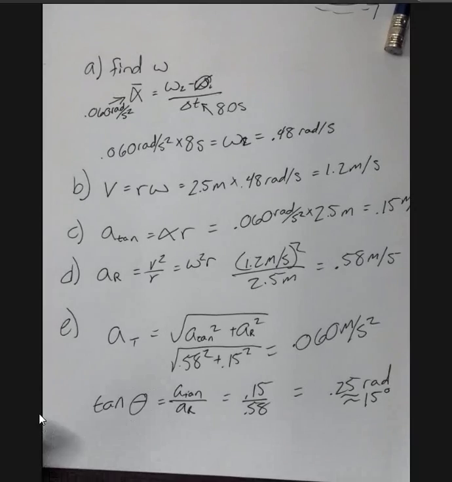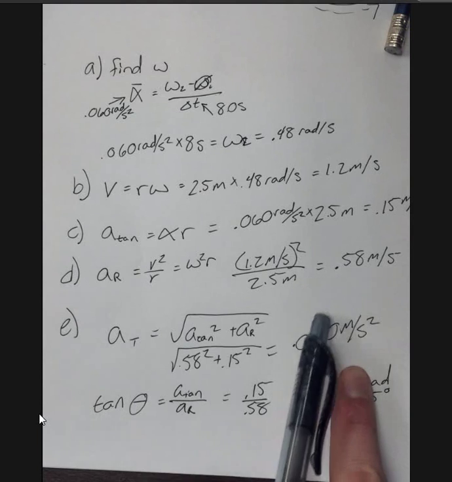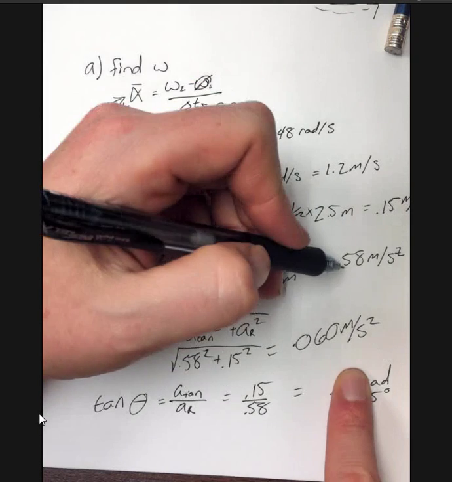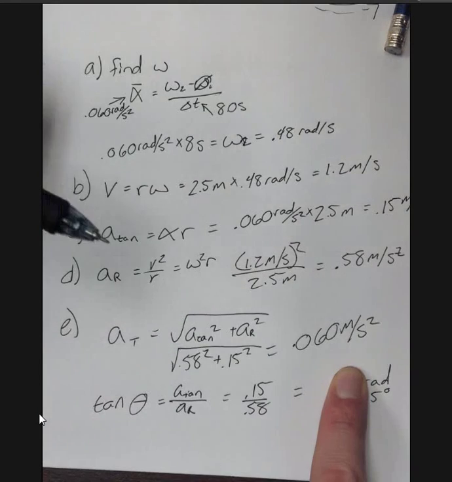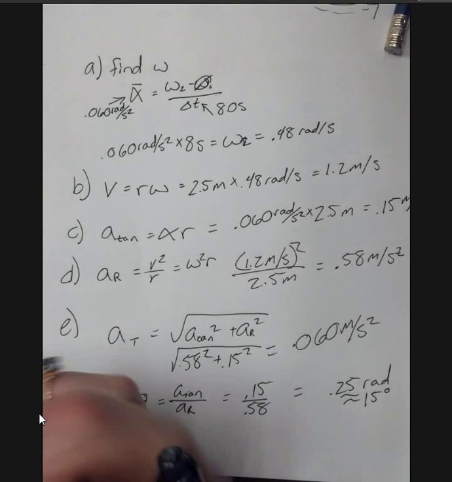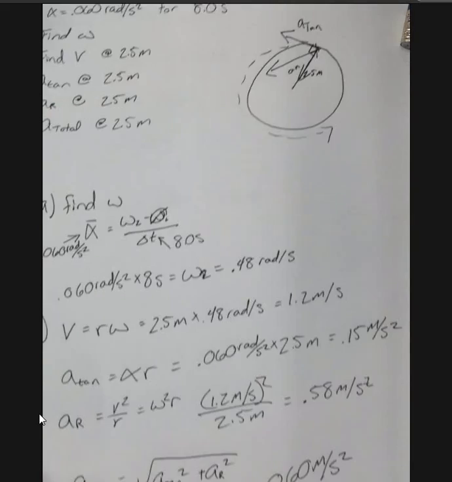One of the things to notice is the total acceleration is 0.060 meters per second squared, and your radial acceleration was 0.58 meters per second squared. And your tangential acceleration was only 0.15 meters per second squared. So that means that your total acceleration is mostly centripetal. There's only a little bit of tangential acceleration that actually causes the horse to speed up.